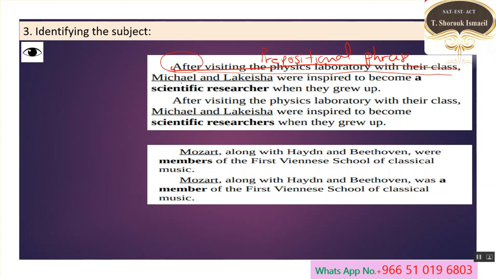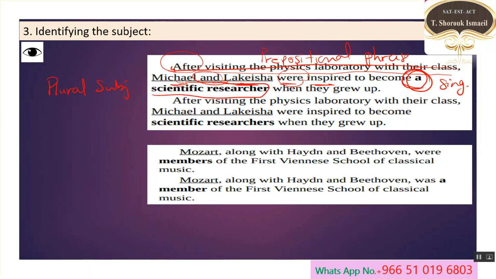Let's continue reading. Michael and Lakisha. So here I have "and" and two proper nouns, so it means it is plural. Up until now, it seems to be plural, the subject. Okay, "were" inspired. "Were" is a verb, to be. Let's stop at this. What does it show you here? Is for singular. Let's read what's after.